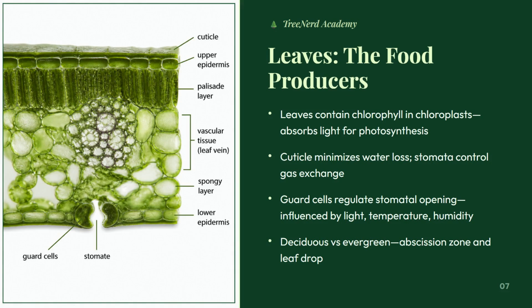Leaves are the food producers of the tree. Leaves have cells with chloroplasts containing chlorophyll, the primary pigment that absorbs sunlight. In photosynthesis, light energy is converted to chemical energy in the form of carbohydrates.